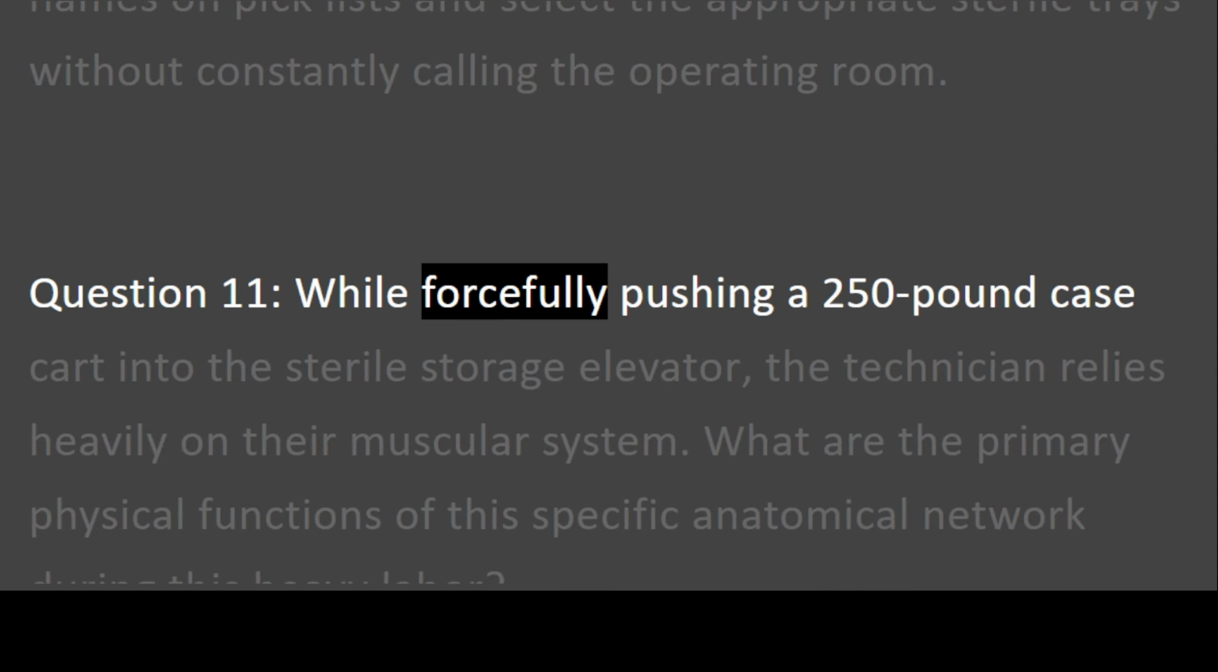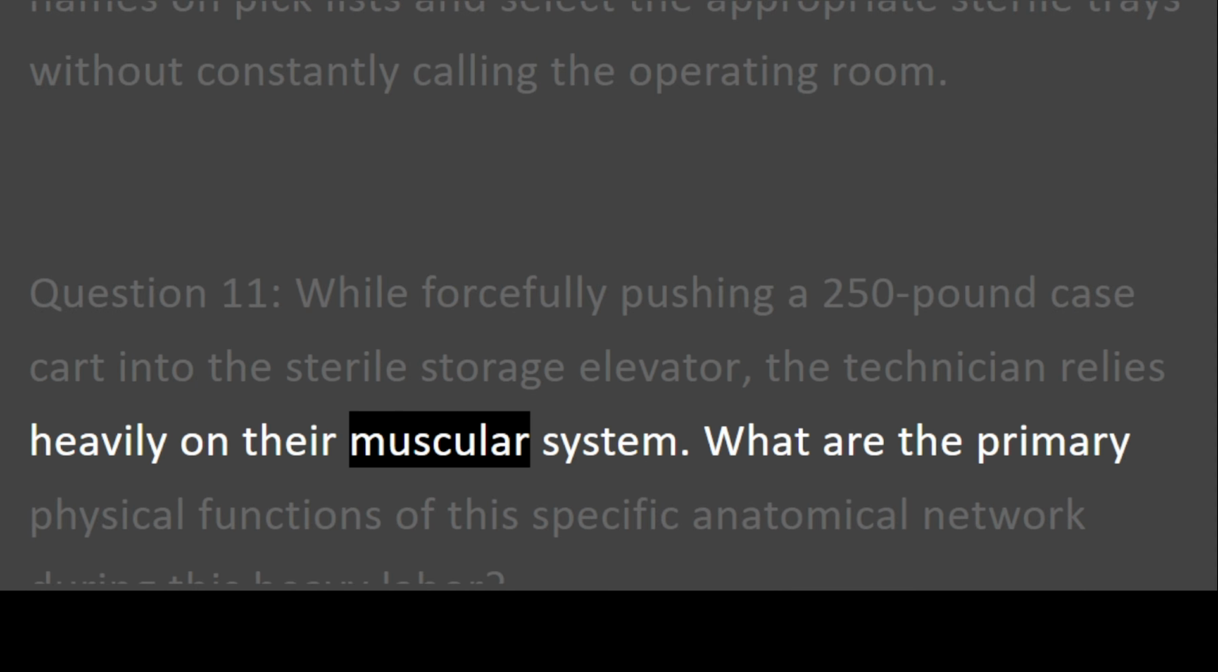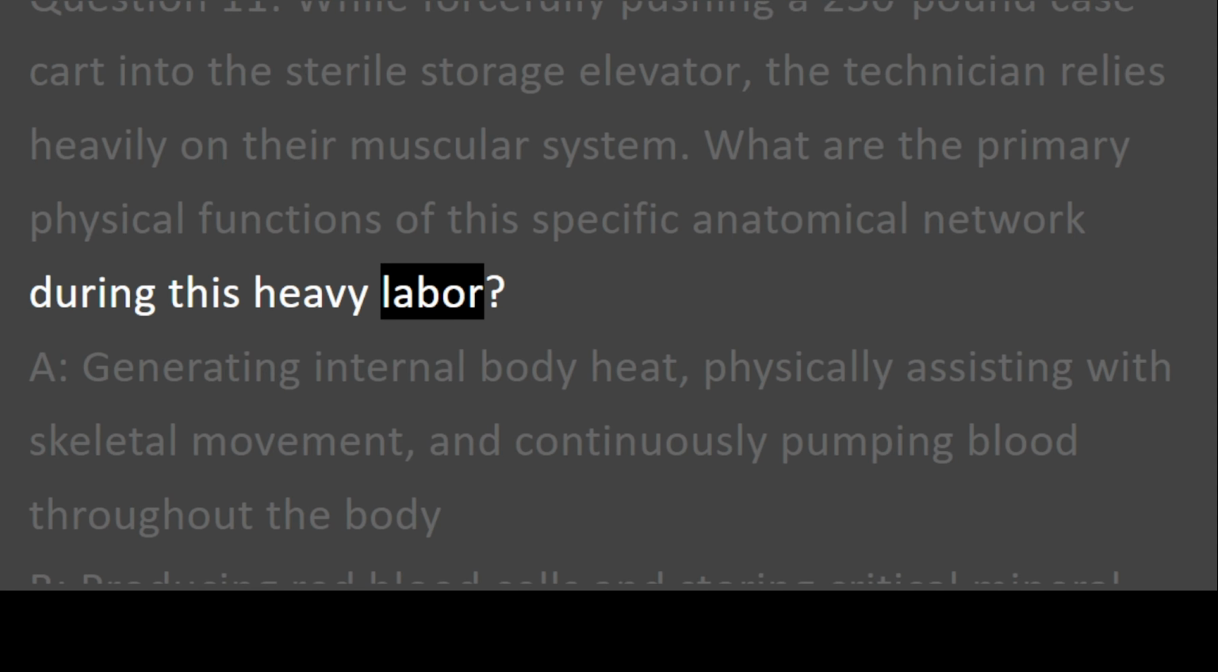Question 11. While forcefully pushing a 250-pound case cart into the sterile storage elevator, the technician relies heavily on their muscular system. What are the primary physical functions of this specific anatomical network during this heavy labor?